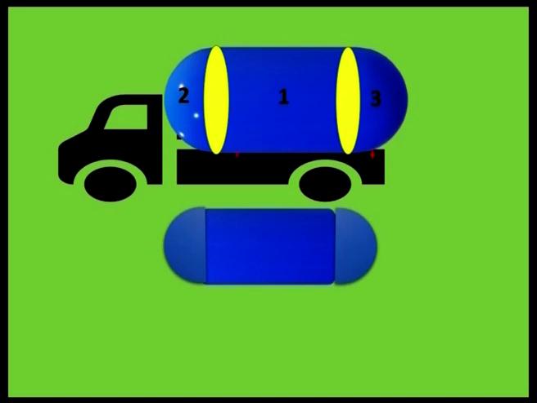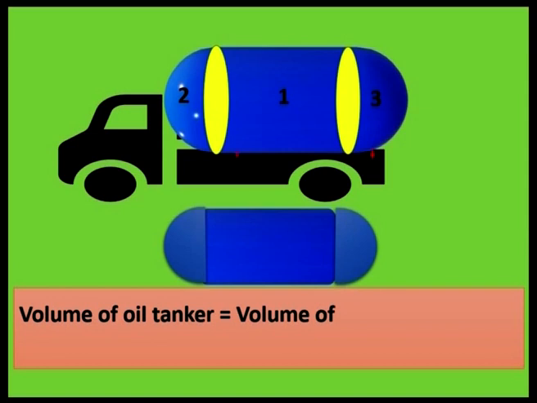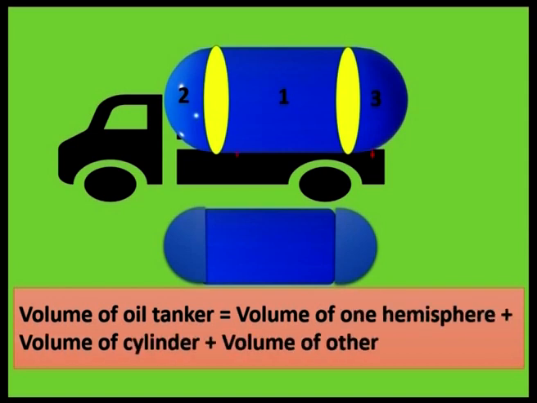Now, what is the volume of the oil tanker? Volume of the oil tanker is the volume of these three solids. See the formula. Volume of oil tanker is same as volume of one hemisphere plus volume of the cylinder plus volume of the other hemisphere. So, here the volume of the complete oil tanker is a combination of volumes of our known solids. So, we have problems based on these concepts. Let us solve the problems one by one.